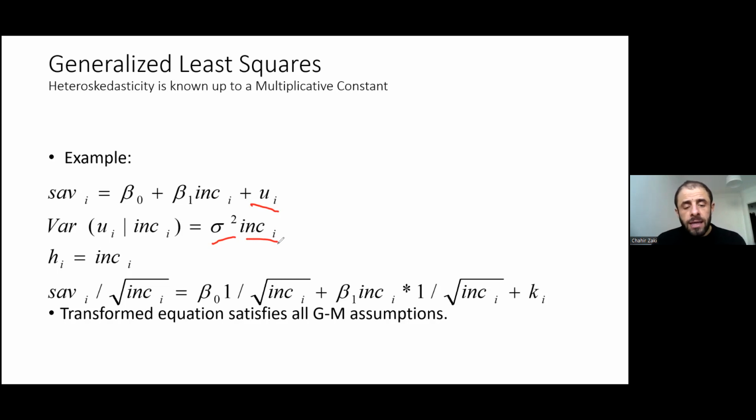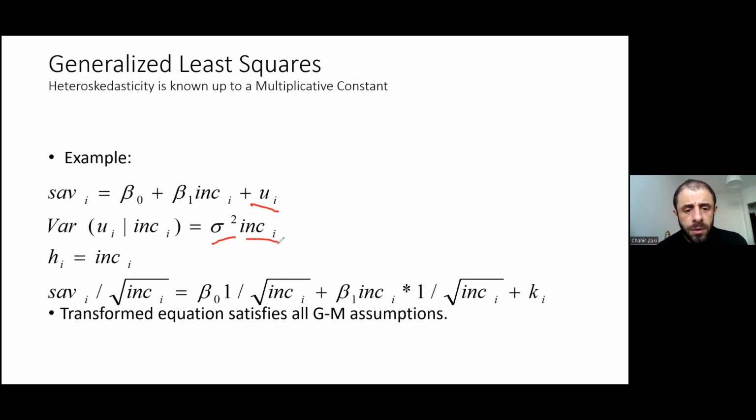In this case, is the variance of u constant or not? What do you think? It's variable, because it depends on income. So if it depends on income, then the variance of u is not constant. And if the variance of u is not constant, then we have to make it constant. So I will introduce a weight in my regression by dividing all the variables by the square root of income.